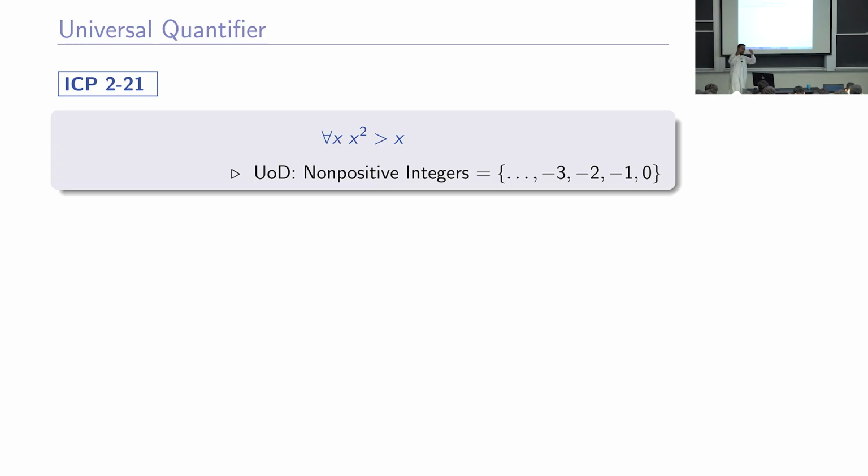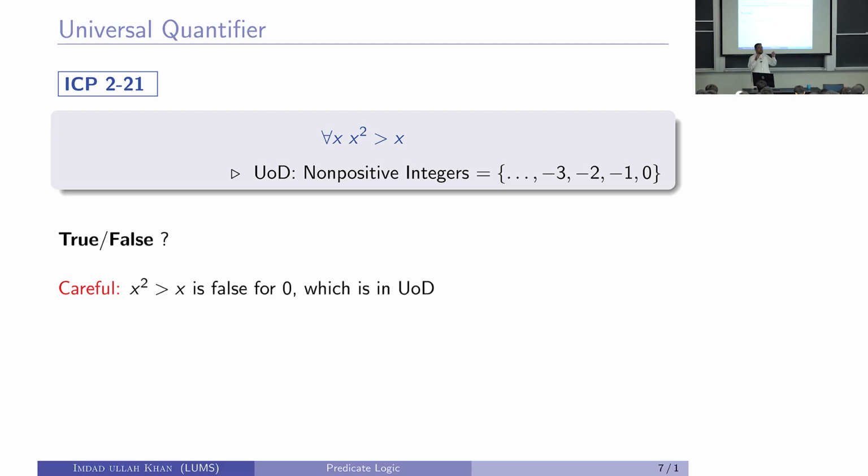For negative 4 it is true, for negative 5 it is true, for negative 6 it is true. Examples do not prove anything; they just convince you. Counterexamples disprove things, right? Sorry, examples do not prove any universally quantified statement. Counterexamples disprove them. Examples prove other types of statements. So this is false, right? It's not true because for 0 this statement is not true, and the claim is that for every single element of the universe of discourse this statement should be true.